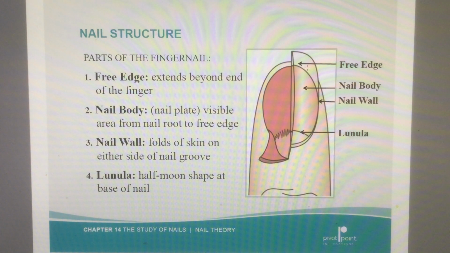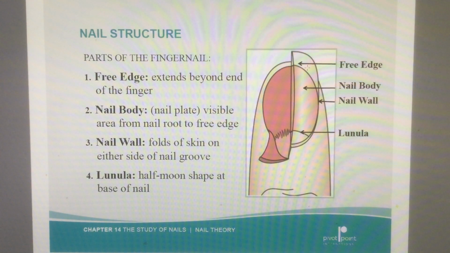Sure, we can disguise them by putting other elements on them, decorative elements and other things, to make them look their best. But sometimes you have clients who can't sustain any enhancements on the nails. So it's important that we not only try to give the nail the appearance of health, but also try to make them as healthy as we possibly can.